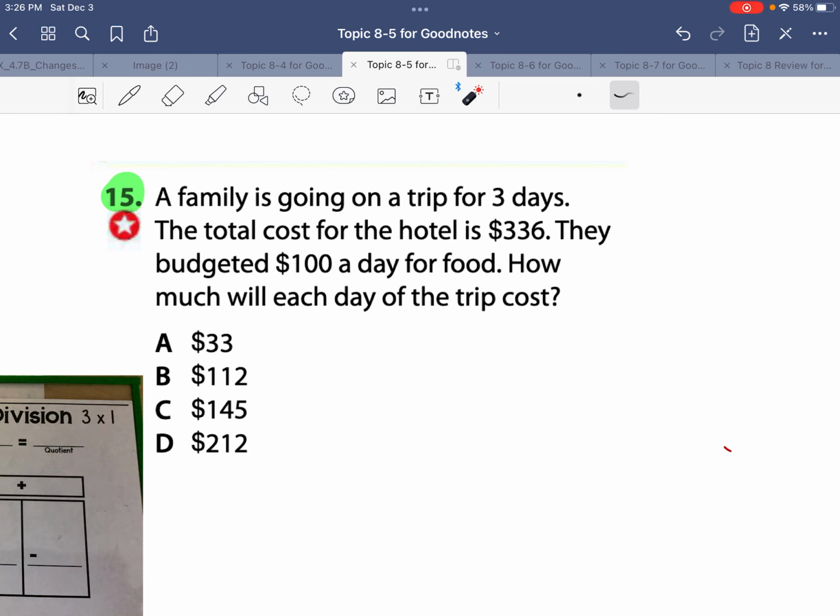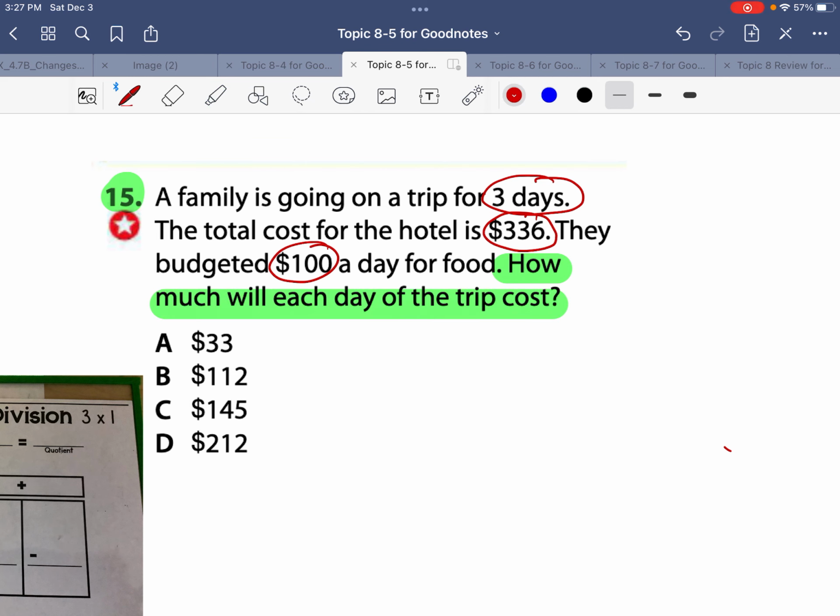Okay, so I'm going to do my cubes. Circle my important numbers. So the trip is 3 days. The hotel's going to cost $336, and they want to spend $100 a day for food. Underline my question, how much will each day of the trip cost? So I'm going to rewrite my question.